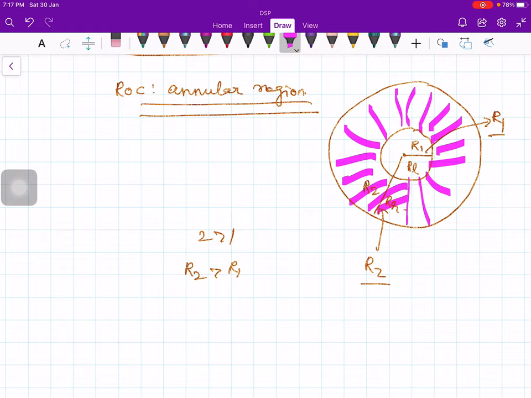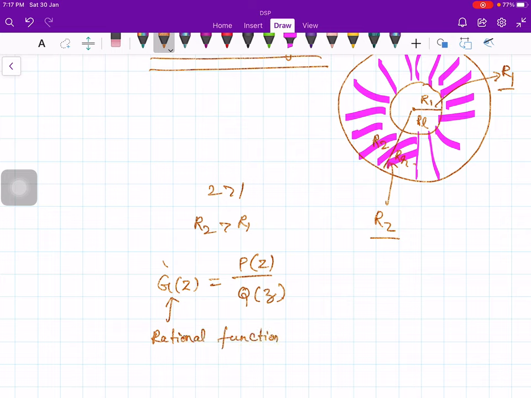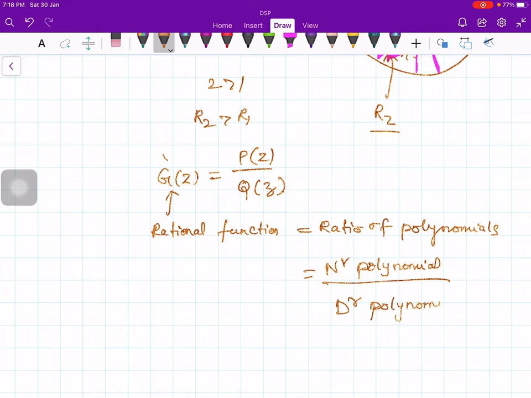Now one can ask a question, what is the range of my R1 and R2? Before that, for an infinite sequence, the Z transform is a rational function of the form G of Z equal to the numerator polynomial P of Z divided by the denominator polynomial Q of Z. A rational function is a ratio of polynomials. That's what we mean by rational function: I have a numerator polynomial and a denominator polynomial.